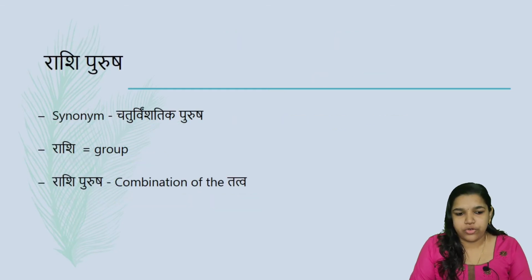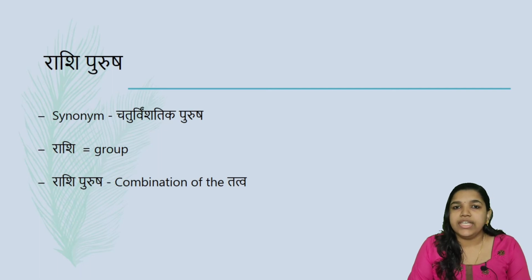Next is Rashi Purusha. This Rashi Purusha also has a synonym called Chaturvimshatika Purusha. The word Rashi means group, and here the combination of different tattwas is present, so we call this group of tattwas or the purusha Rashi Purusha. So here the tattwas are considered as the main factors and the group of tattwas is present, so we call this purusha Rashi Purusha.